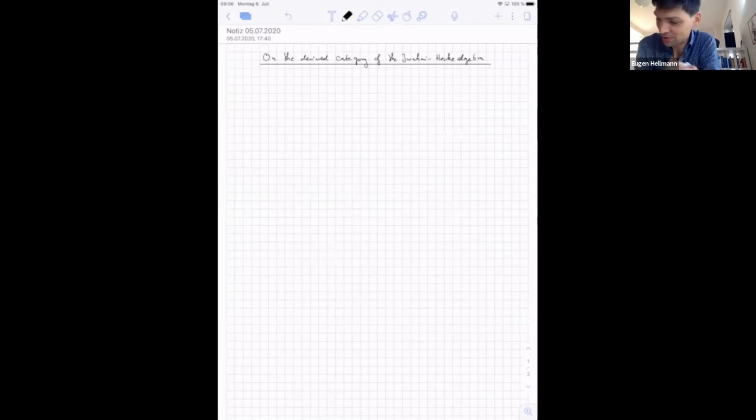I want to speak on the derived category of the Iwahori-Hecke algebra. And what this is actually supposed to be about is trying to upgrade the local Langlands correspondence, or at least part of it, to a statement about categories. Which somehow should fit in the framework of what is nowadays called the geometric Langlands program. So that's roughly what this is about.